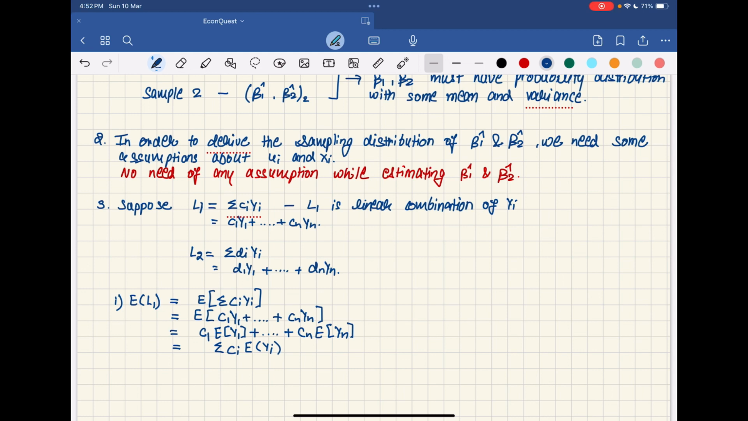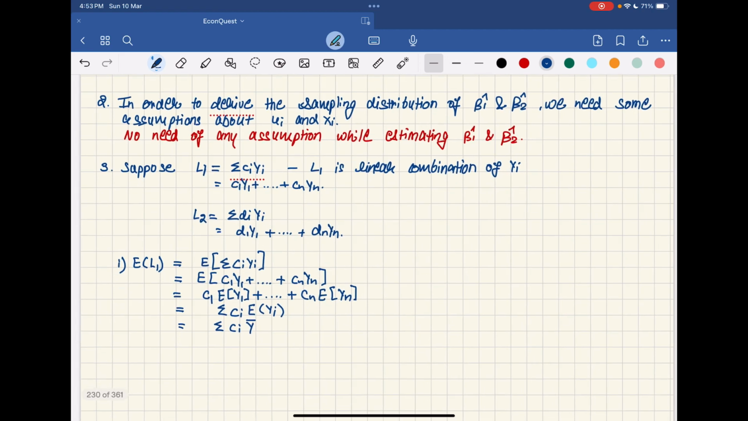Okay, and expectation of yi is the mean of y, right? So this thing becomes equal to summation of ci, right, y bar.